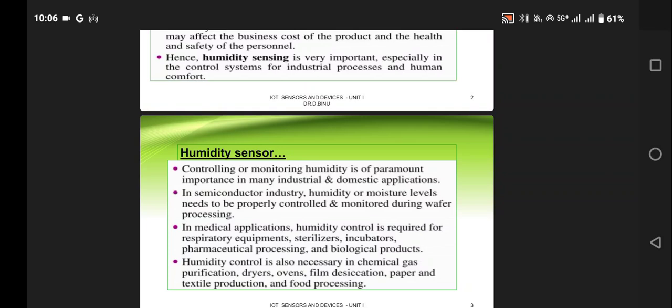In the semiconductor industry, humidity or moisture level needs to be properly controlled and monitored during wafer processing. In medical applications, humidity control is required for respiratory equipment, sterilizers, incubators, pharmaceutical processing, and biological products. Humidity control is necessary in chemical gas purification, dryers, ovens, fuel desiccation, paper and textile production, and food processing.